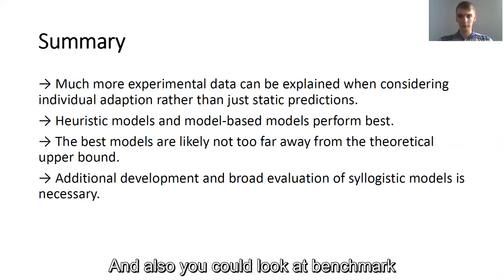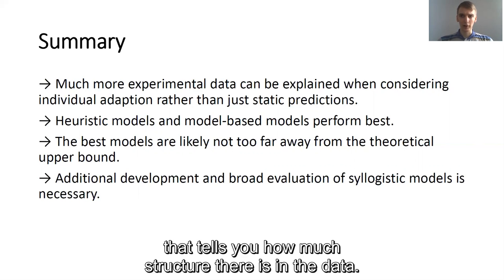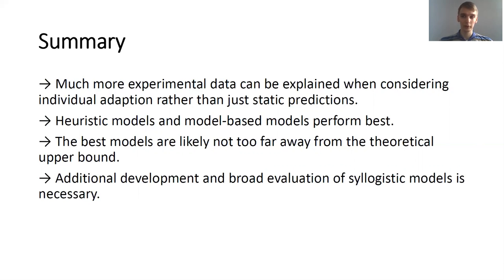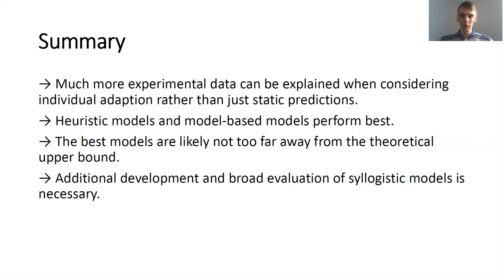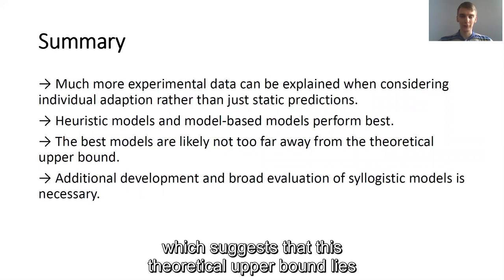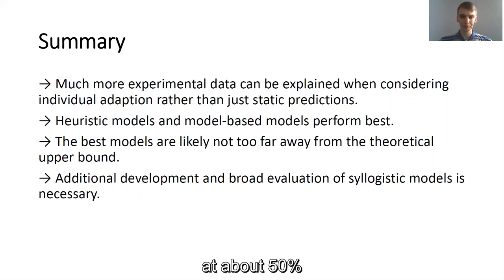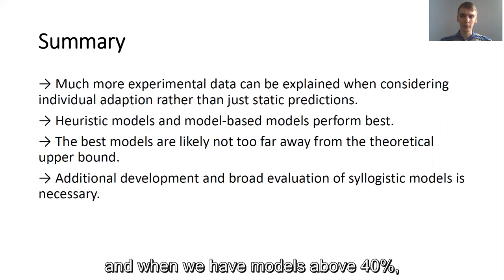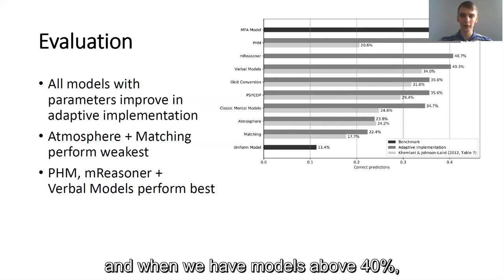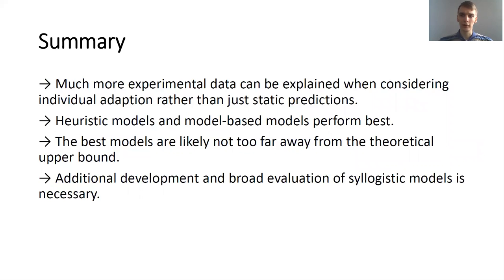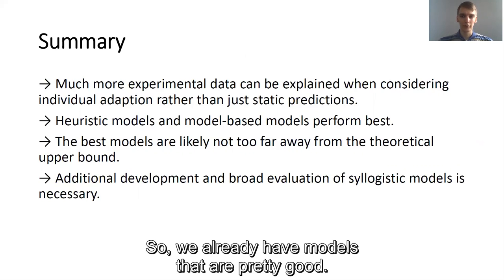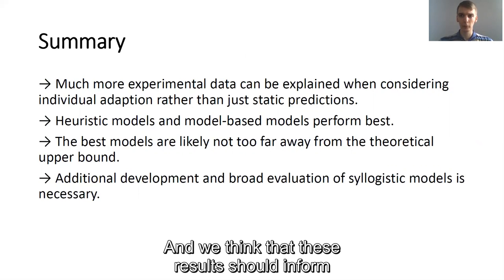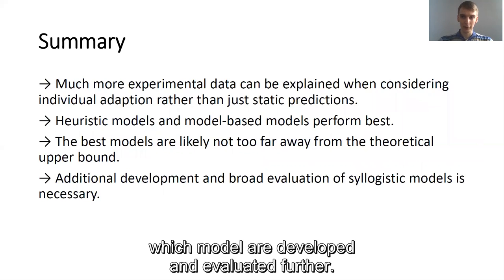And also you could look at a benchmark that tells you how much structure there even is in the data. We couldn't obtain that for this evaluation, but there are results from Riesterer et al., which suggest that this theoretical upper bound lies at about 50% for this task. And when we have models above 40%, then we can say that these models are already pretty close to that theoretical upper bound. So we already have models that are pretty good. And we think that these results should inform which models are developed and evaluated further.